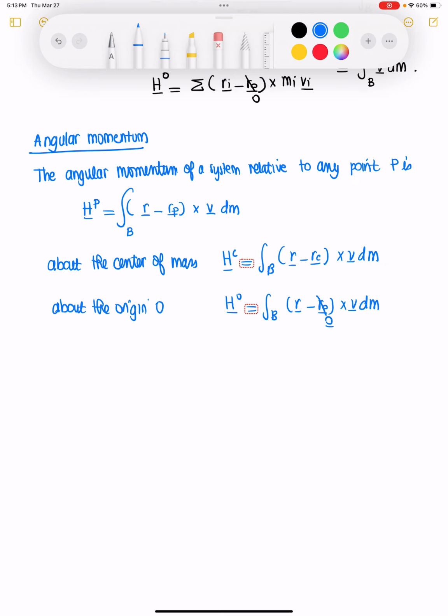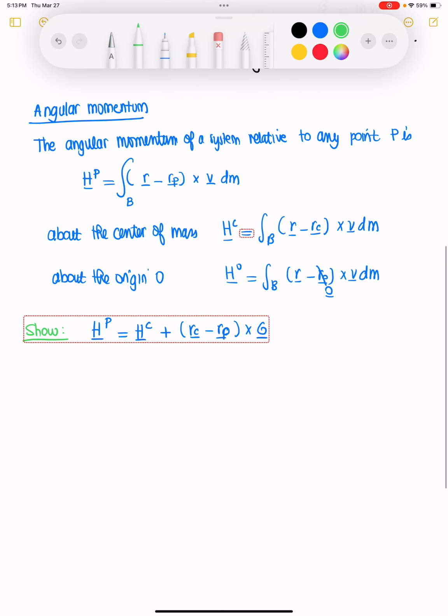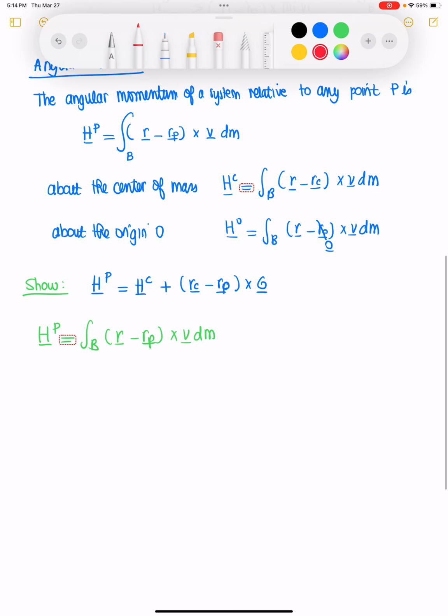I can also relate the angular momentum H_P and H_C through this equation. Let us show this. I will start with H_P. And then what I'm going to do is introduce inside a plus r_C minus r_C, so we maintain the equality.